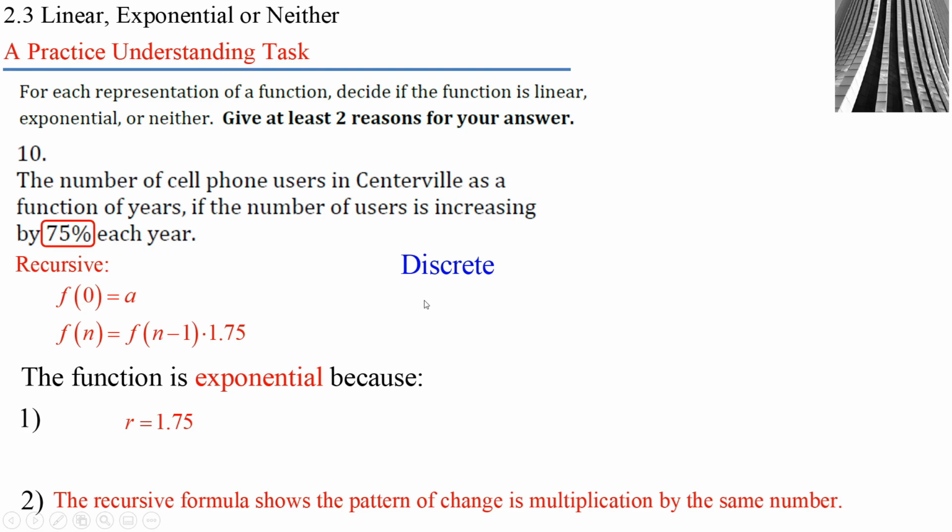Now, discrete means my domain will be in set notation. So I'm going to say x is in, and I'm going to start at year 0. That might have been like 2010, who knows. Year 0, year 1, year 2, year 3, year 4, and so on. And that would go on and on until I'm done collecting data, or maybe in this case to the year 2020.